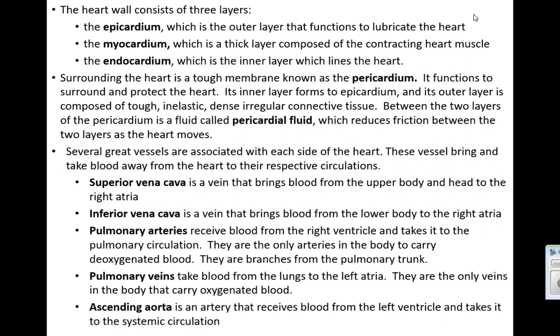Our heart wall, we learned about it. We're going to talk more about the myocardium today, which is where the contracting heart muscle is. That's the most important part physiologically for us, and so we'll talk about it. We also learned the pericardium, as well as the blood vessels associated with the heart. We'll talk a little bit about the aorta and the pulmonary trunk today, which are the blood vessels that receive blood from our two ventricles.